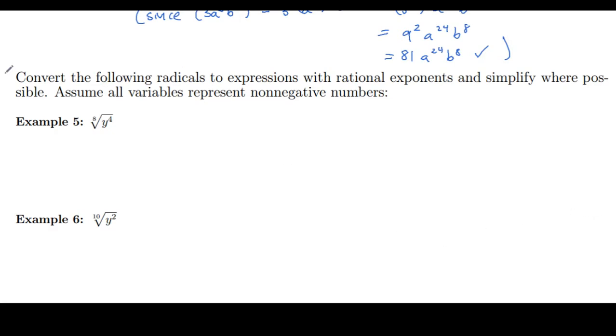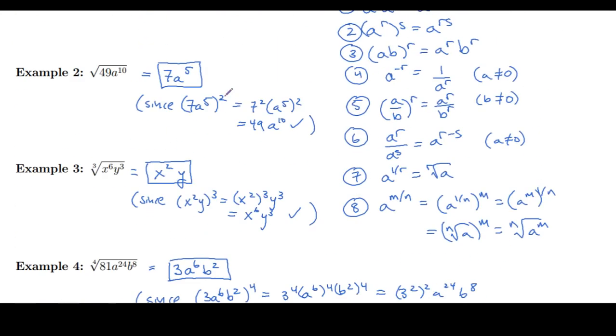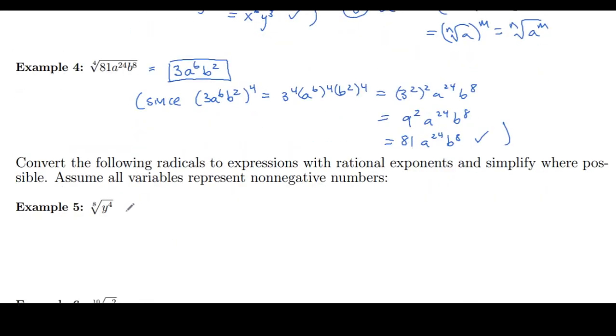Okay, now let's convert the following radicals to expressions with rational exponents and simplify where possible, and assume all variables represent non-negative numbers. Okay, so if you have to take the 8th root of y to the 4th, this last property here, property 8, allows us to rewrite roots, and our expression looks like this right here. So we're always going to be able to rewrite such things as follows.